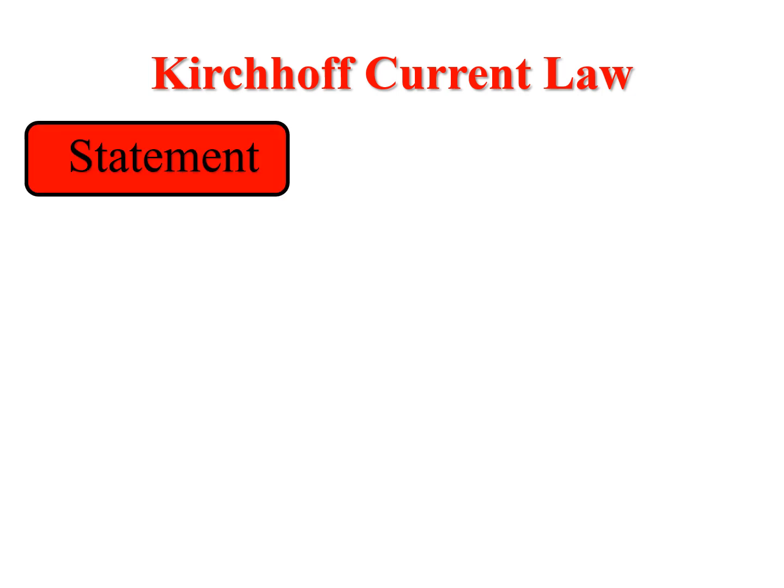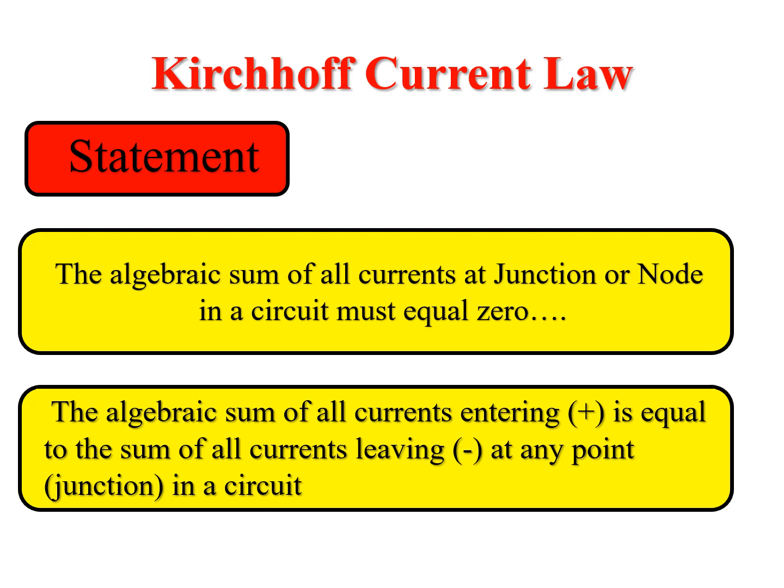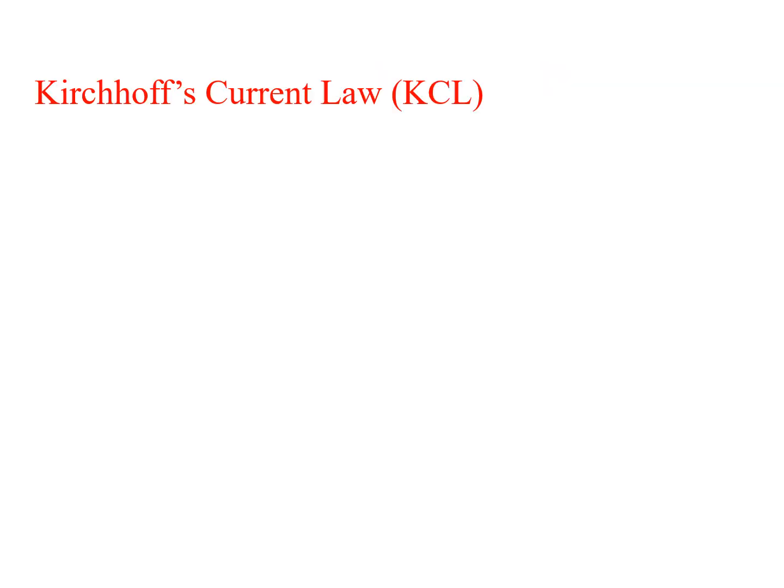Now, the statement of Kirchhoff's law. According to Kirchhoff's law, the algebraic sum of all the currents at a junction or node in a circuit must be equal to 0. Or in other words, the algebraic sum of all the currents entering is equal to the sum of the currents leaving at any point or junction in a circuit, which is shown as the summation of I is equal to 0 at a node.